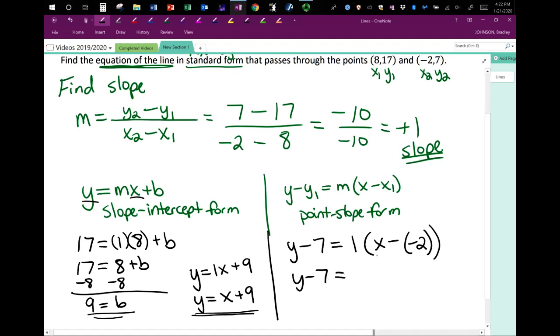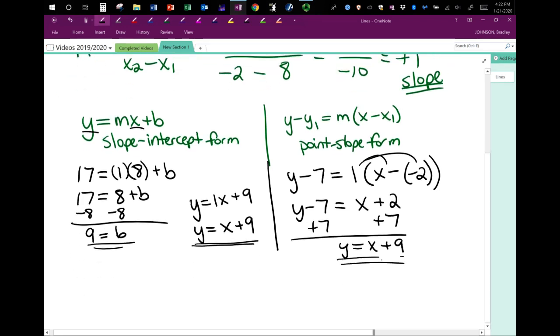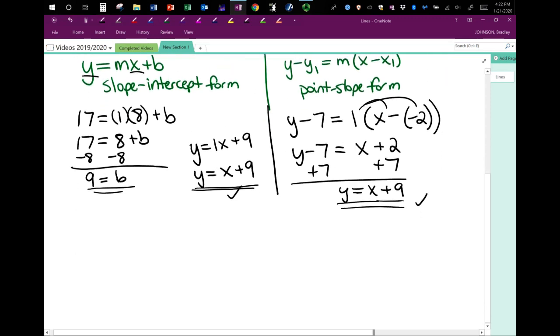y minus 7 equals, if you distribute the 1, 1 times anything is just the anything that was there. So the x, but the negative and the negative makes plus 2. To get the y by itself, I need to add 7 over here, and y equals x plus 9. Would you look at that? You got both of these to be the same solution, but we are not done yet. These are written in slope-intercept form.